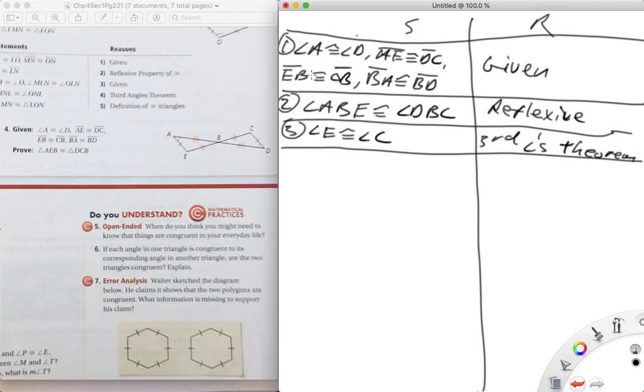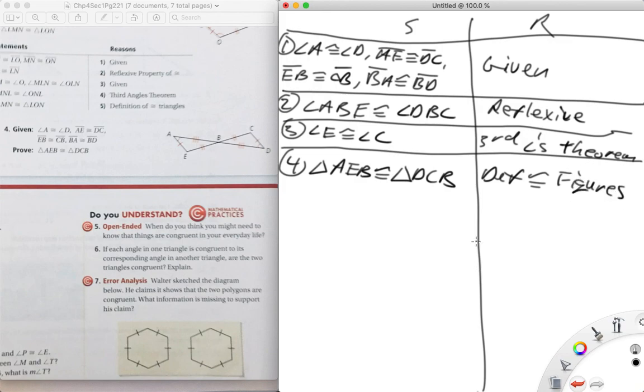Okay, so now I have all congruent angles and all congruent sides. So then I can say that triangle AEB is congruent to triangle DBC or DCB. Definition of congruent triangles, or definition of congruent figures. I'll take either one. I'm used to saying congruent figures, but you could use triangles. So if you want to write the triangle symbol, be my guest.